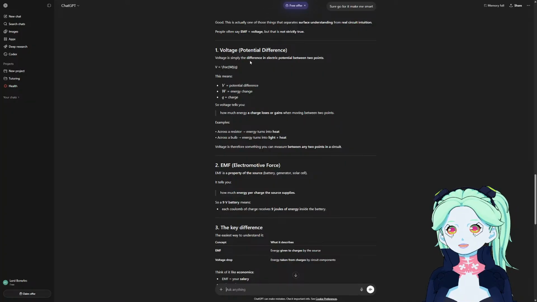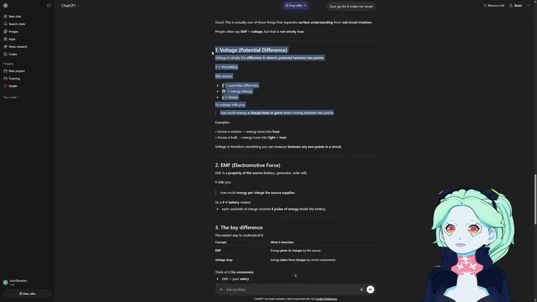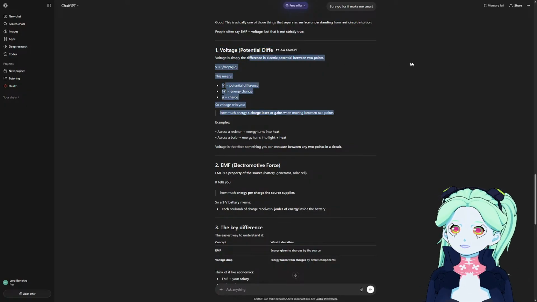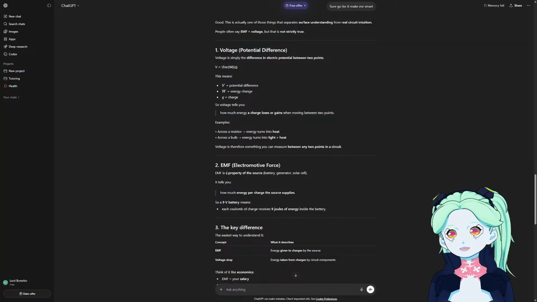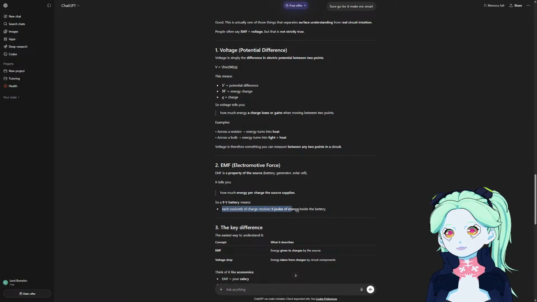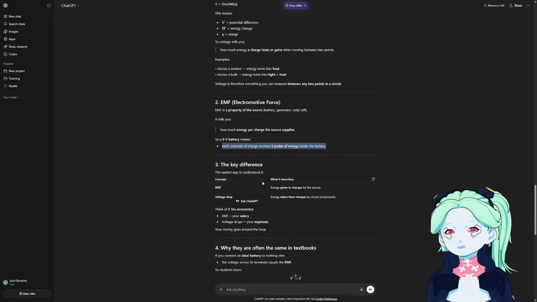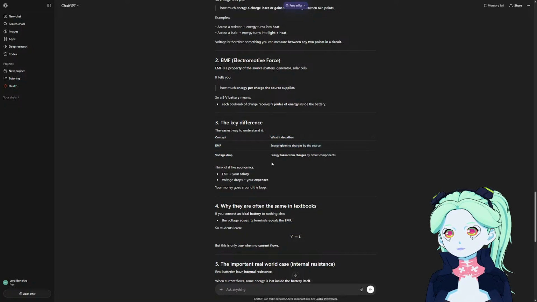Yeah, so voltage, or potential difference, is talking about the difference between 2 points, basically like a spatial difference. Like, hey, anything moving through here will experience this, while EMF is talking specifically about the amount of energy that is supplied by the source to the charge. So a 9-volt battery means that each coulomb of charge receives 9 joules of energy inside the battery. The key difference, the easiest way to understand it: EMF describes energy given to charges by the source. Voltage drop is the energy taken from charge by circuit components.